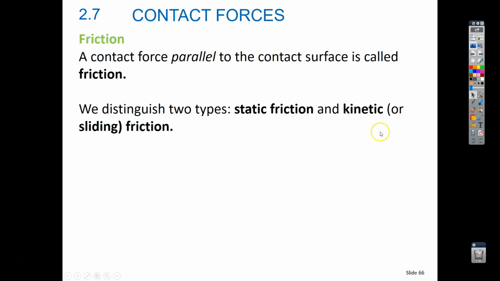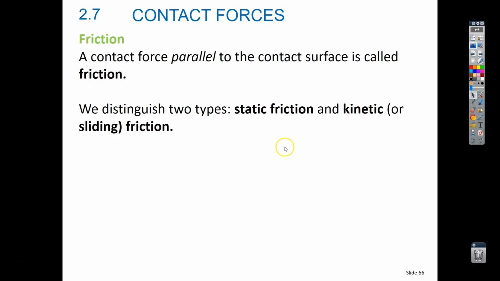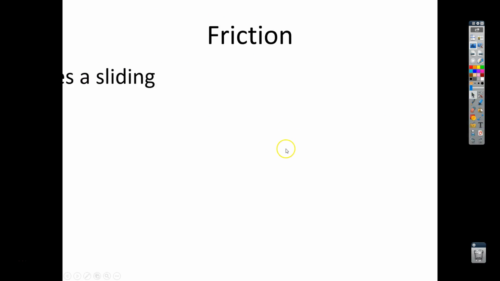Friction is the other force that we'll talk about, and it is the one that is parallel to the contact force. There are two different types: static friction, and kinetic or sliding friction. I really like the term sliding much better than kinetic, because kinetic is kind of deceiving. If something is sliding across the table, we say it has kinetic or sliding friction. And if it's just sitting still, then we have what we call static friction. Those are the different types.